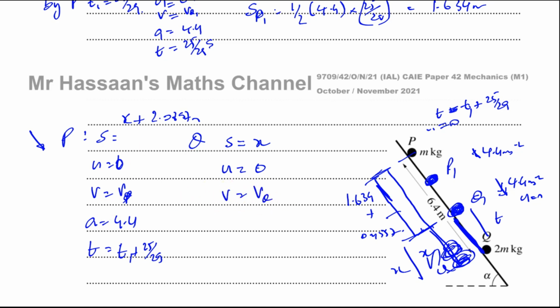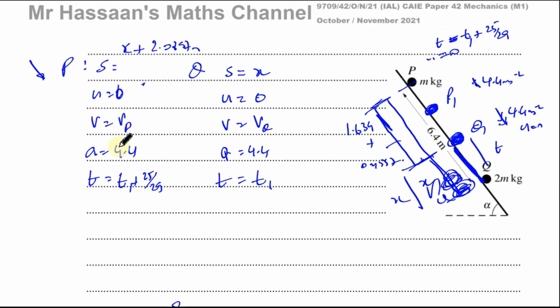In fact, we probably have to find this for part C, because part C is going to ask about when they collide and the speeds after they collide. So we have to know the velocities before they collide. That's going to be important. A is 4.4, as mentioned. And the time here is just the t we're looking for. That's what we're looking for in this part of the question. So we have to deal with S, U, A, and T.